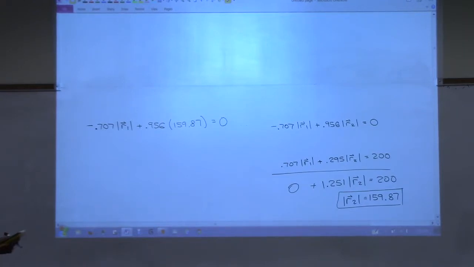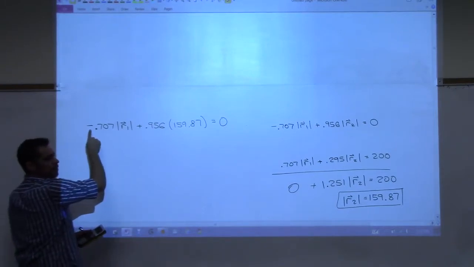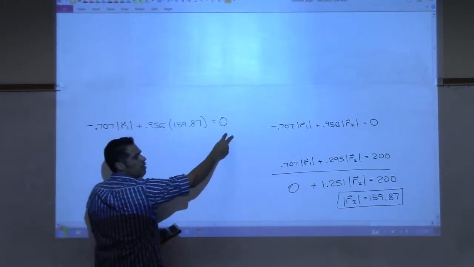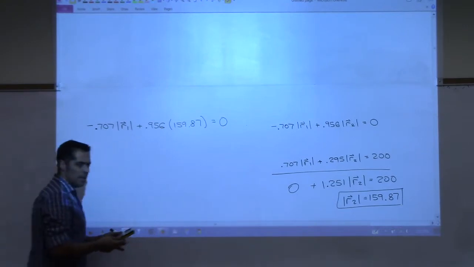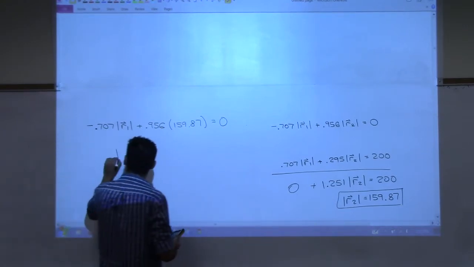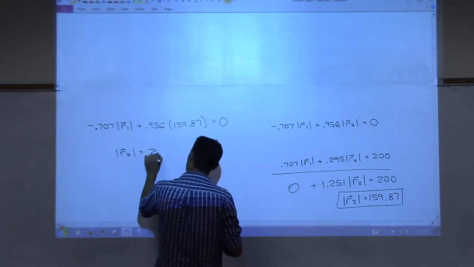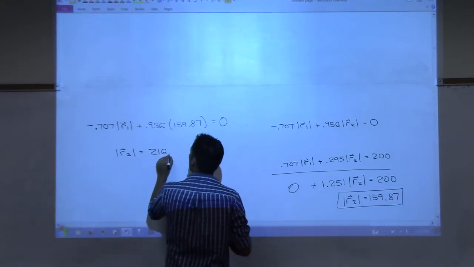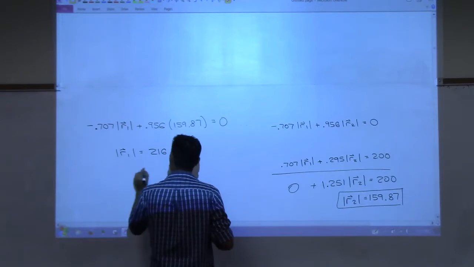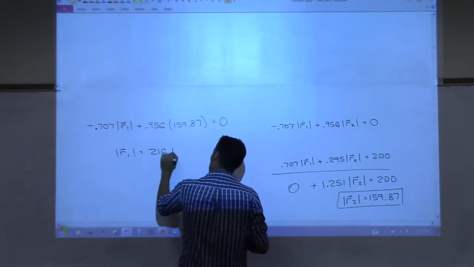No, you should get a positive because this is negative, right? So these will be positive, move it over, it's negative, divide by negative. Oh, magnitude of R2. I'm getting 216. No, that would be R1. It is R1. I don't know why. Thank you. 216.18 or so.